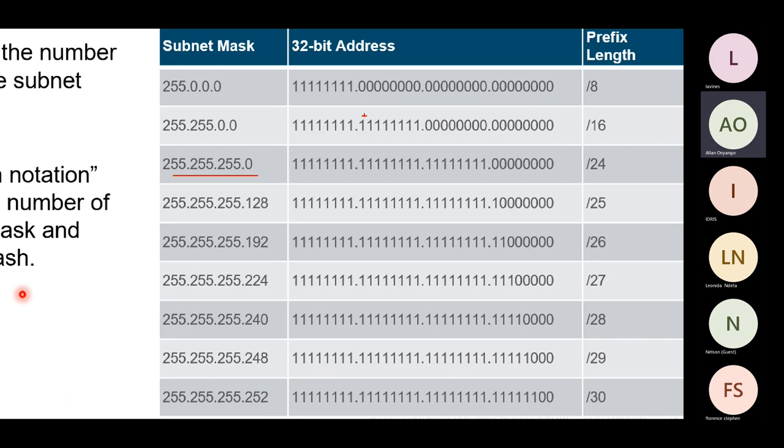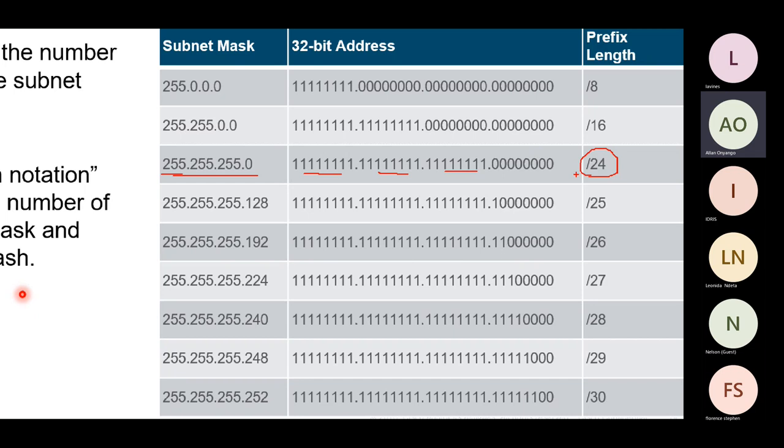Subnet masks, like I told you, are made up of continuous ones and continuous zeros, and a subnet mask can be written in two ways. You can write it in decimal form like this, 255.255.255.0, or you can change the subnet mask to binary, eight ones and so on with the remaining zeros, count the number of ones, and since 8 times 3 is 24, we write it as /24.